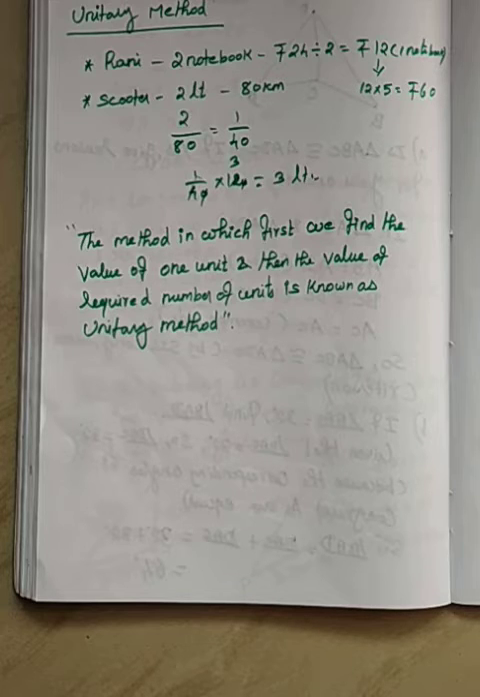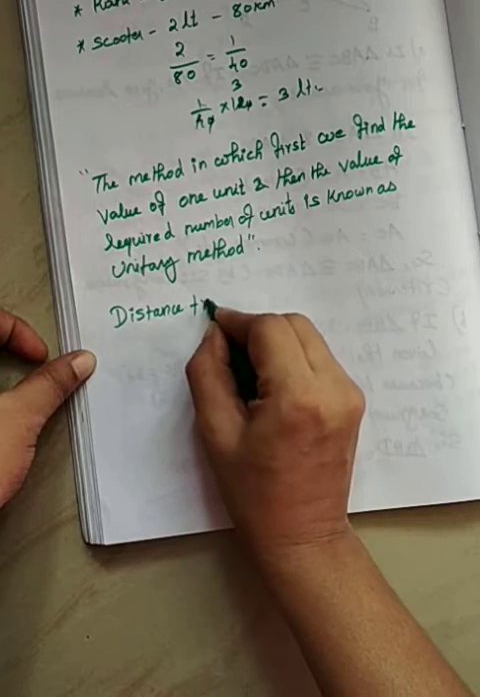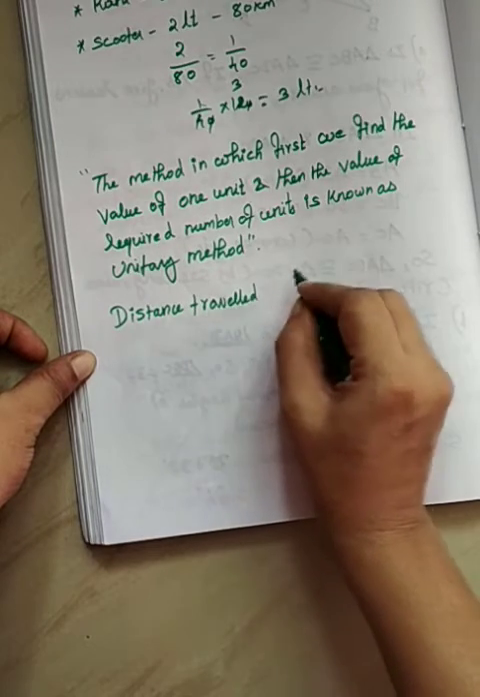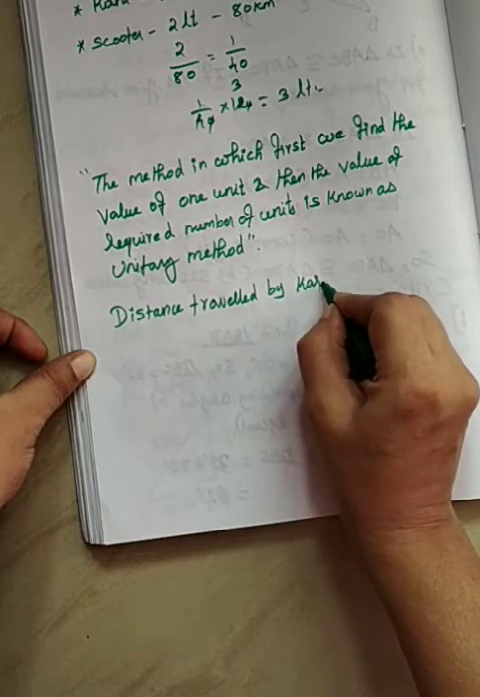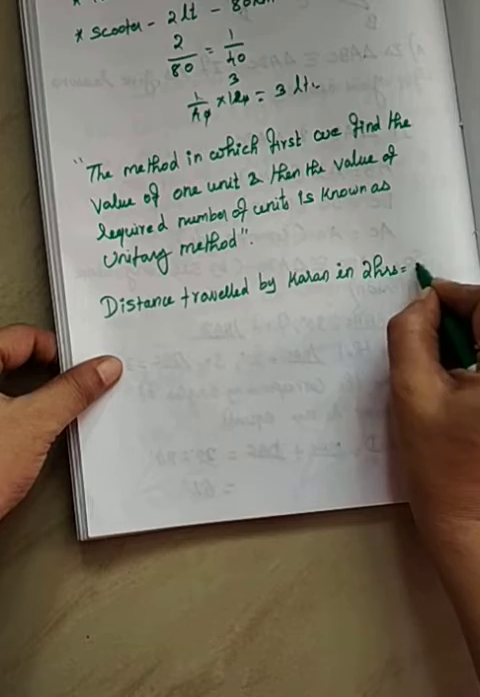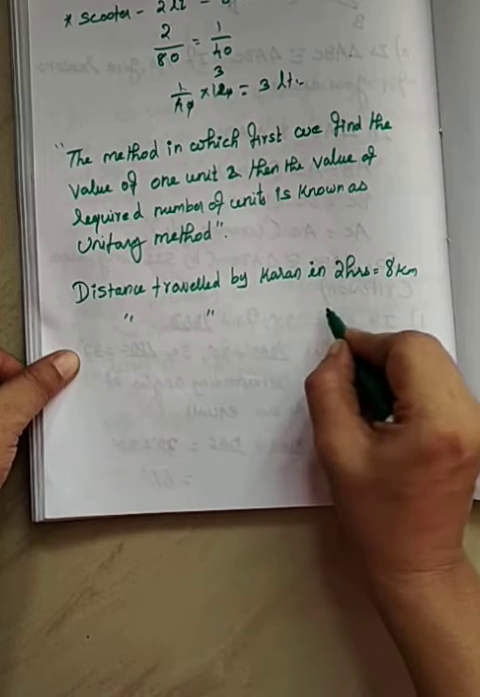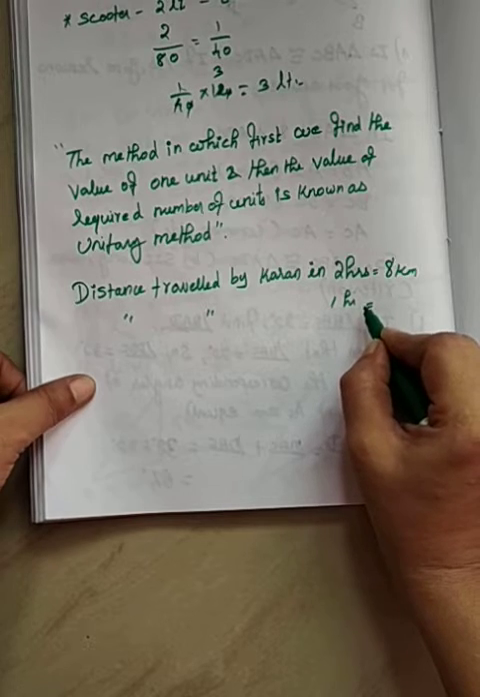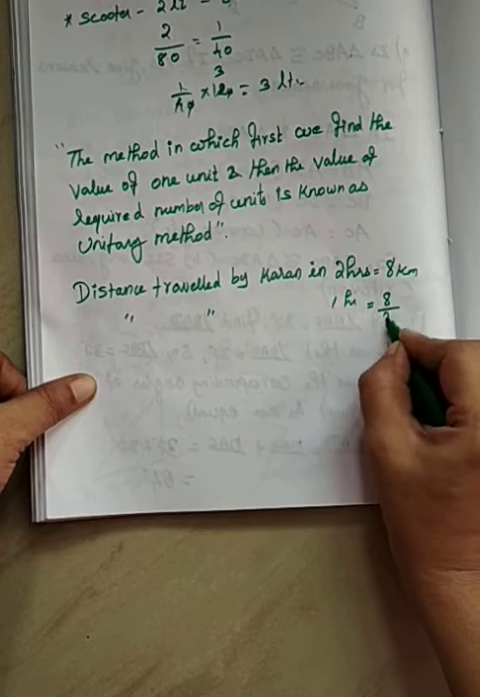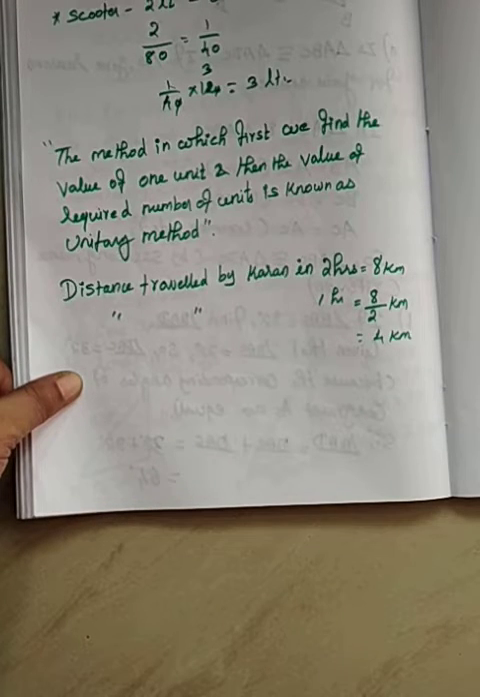Okay, now we see that the distance travelled by Karan in 2 hours is equal to 8 kilometers. Now, the distance travelled by Karan in 1 hour is equal to, how can you find? 8 divided by 2 kilometers, 8 by 2, what is that? 4 kilometers. Okay.